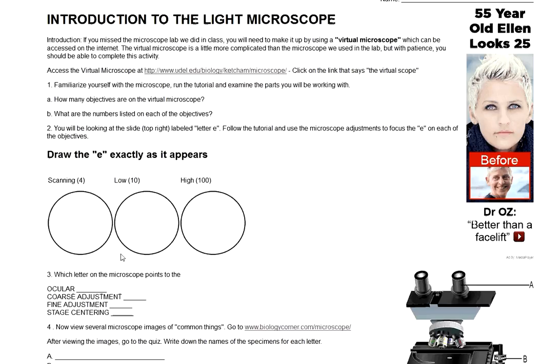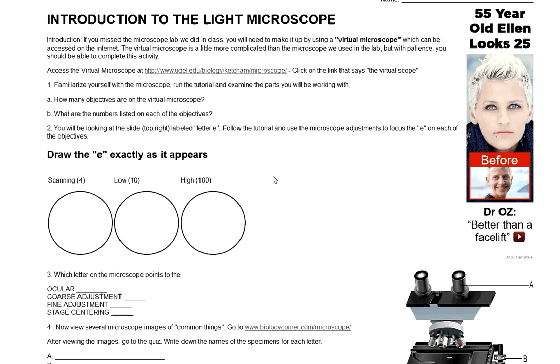Now the only thing that you might have a problem with is it says draw the E. One of the slides that you're going to be looking at has an E on it that was cut out from a newspaper. What they want to show you is that when you put that E on the slide, just as if you were looking down, it looks like an E upright and looking forward, just as we see it here. But when you look at it under the microscope, you're going to notice something different about that E.